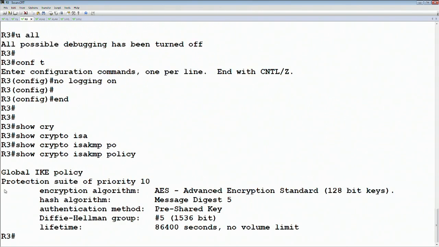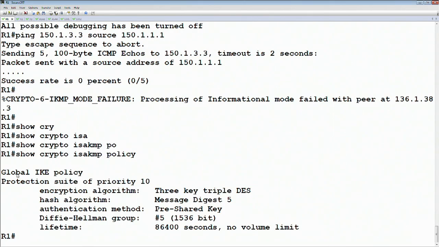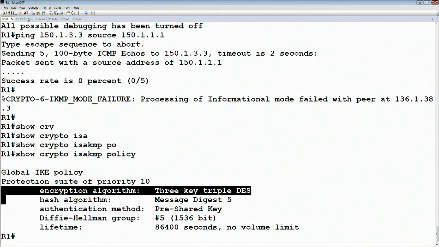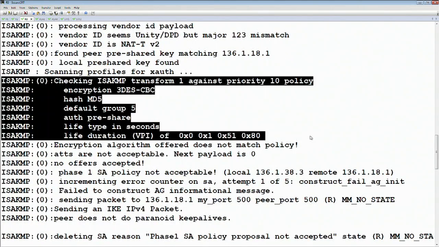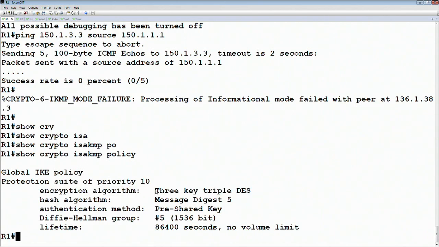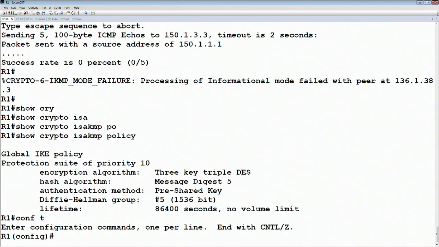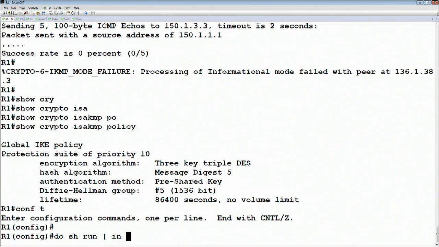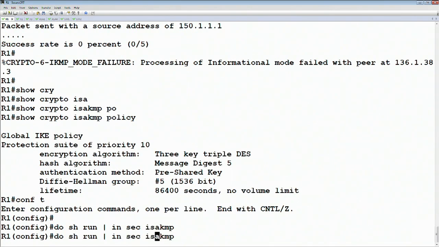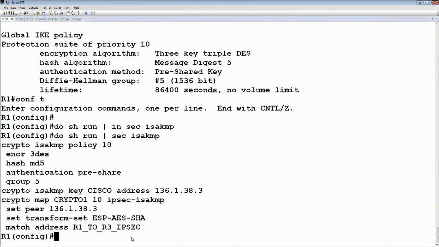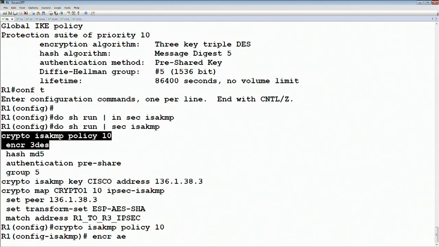Now in this case, it's pretty obvious that this is the problem because there's only one policy on both sides. But in a normal design, you're probably going to have a lot of policies, and then you would have to track this debug output all the way down, look at each of the proposals one by one, and then figure out where exactly the attributes do not match in the policy. So here, let's go ahead and change router 1 so that it matches what router 3 is using in the policy. Let's say show run section ISAKMP. And this should be here under the ISAKMP policy. We want the encryption not to be triple DES, we want it to be AES.